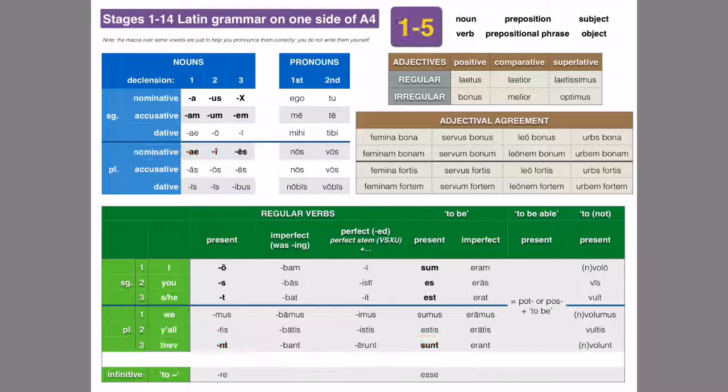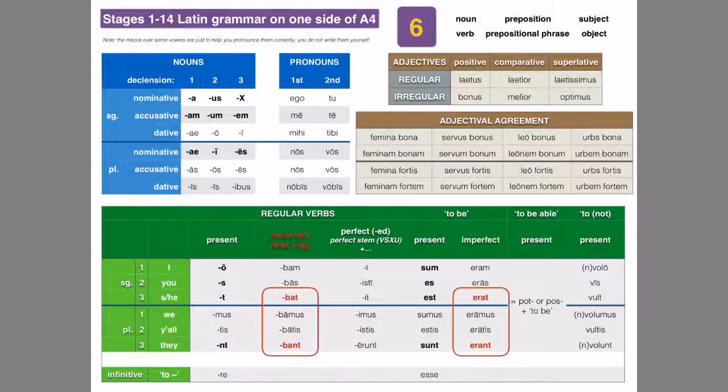Right, 6 and 7, we jump back to the past. That's a summary of 1 to 5. Going on to 6 here, so we've got the imperfect tense, which means was doing something or were doing something. And we learn the ending for she or he and they. And the same for the verb to be. That's she was and that's they were.